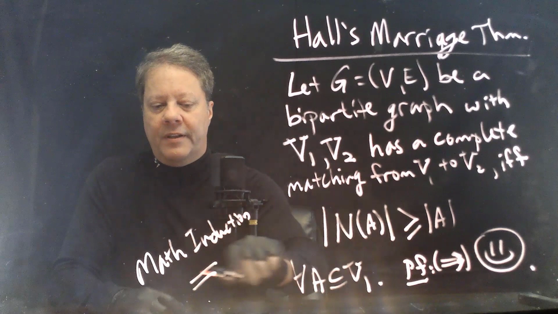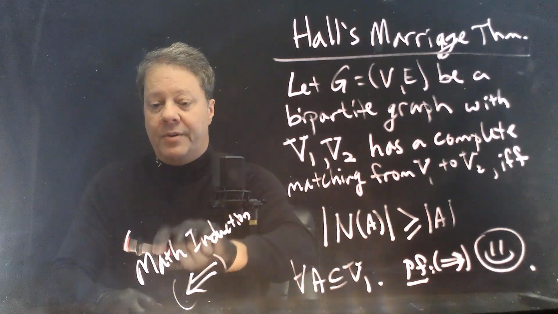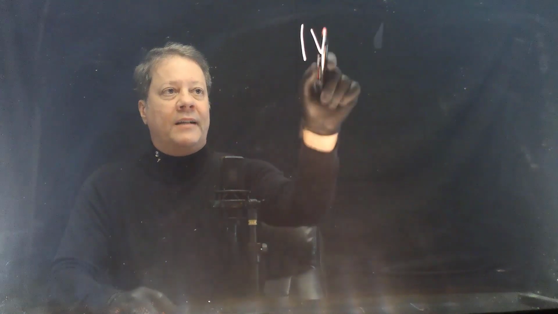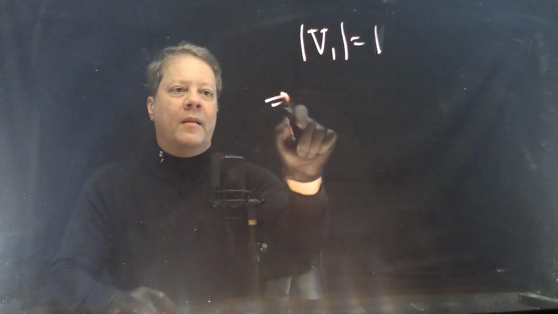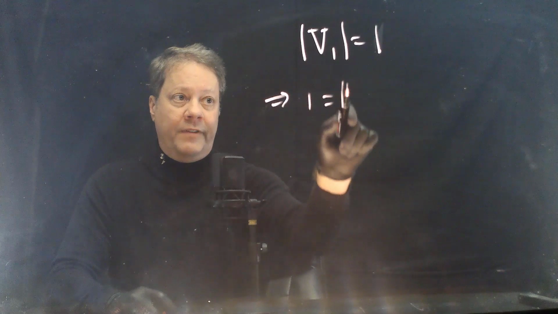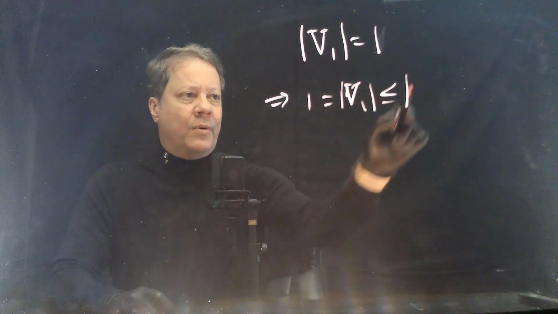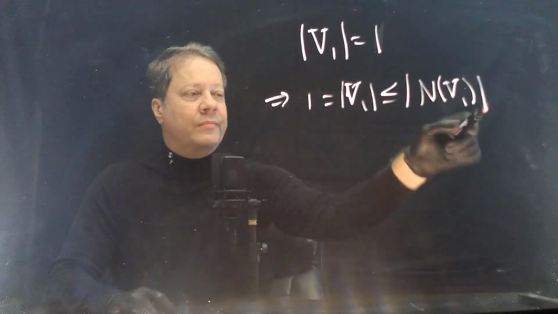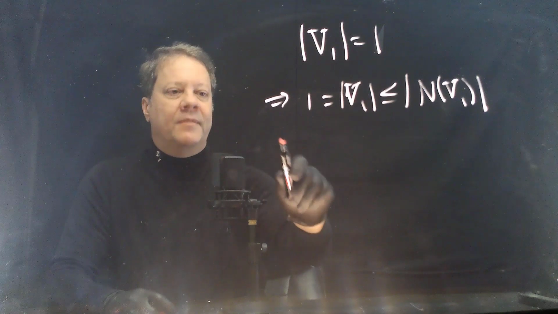For this direction, in particular, it's going to use strong math induction. So let's suppose that the order of V1 is 1. Then 1 is the order of V1, and that has to be less than or equal to the order of the neighborhood of V1. So that's the n equals 1 case.